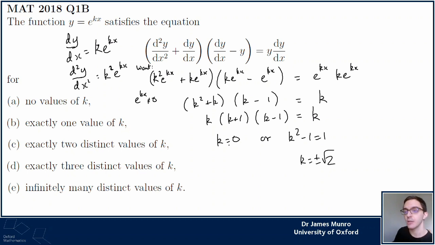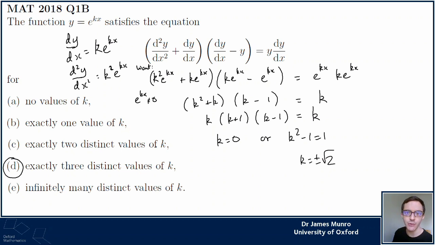Those all work. k equals 0 gives us a slightly funny function, y equals 1, but that works because I suppose this bracket is 0 and also this bracket is 0, so that solution does work. And root 2 and minus root 2 are just special values of k you can put in there that make this work. But all three of these values of k make a function y equals e to the kx that satisfies that equation. So the answer is D.